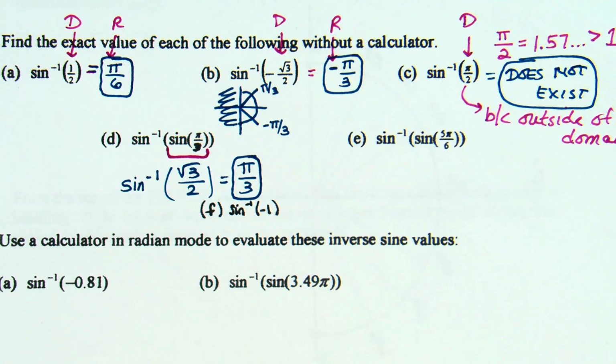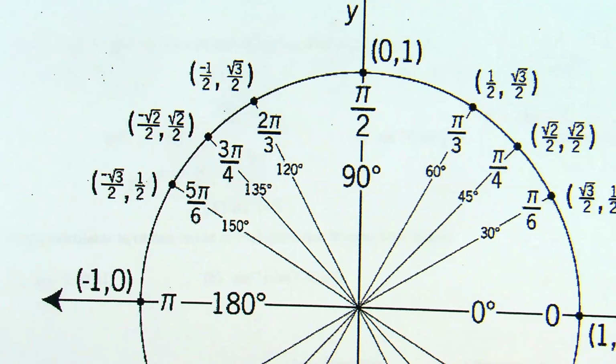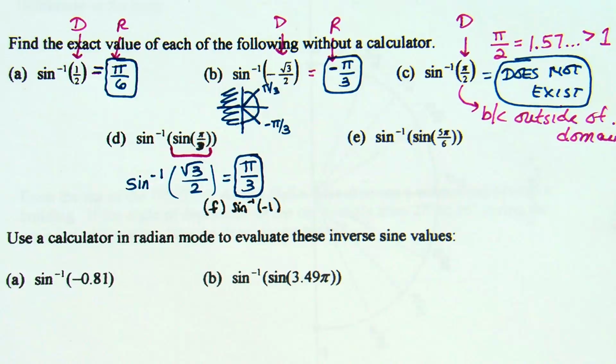Now, on E, how do I know I can't just cancel these out? Yeah, 5 pi over 6 is not in quadrants 1 or 4. And my answer to a sine inverse problem has to be in quadrants 1 or 4. 5 pi over 6 is in quadrant 2. Give it a chance. We have to work through it in steps. And once we take care of the first step, it will get us to the next step.